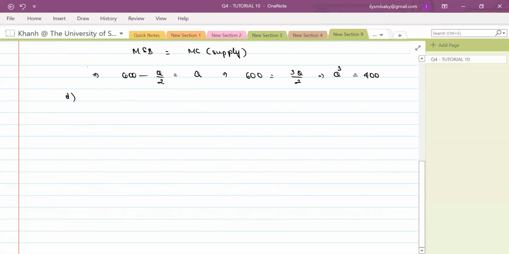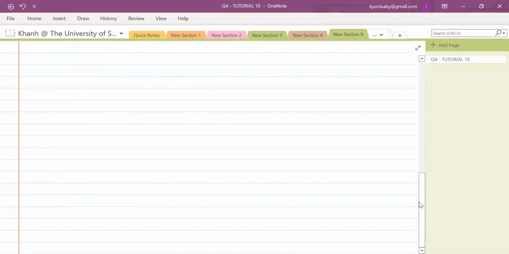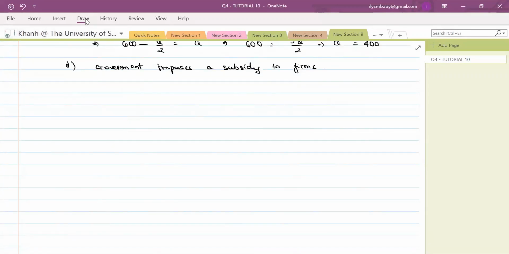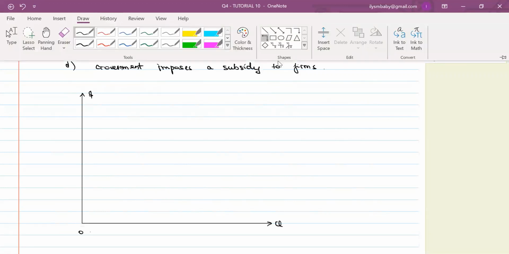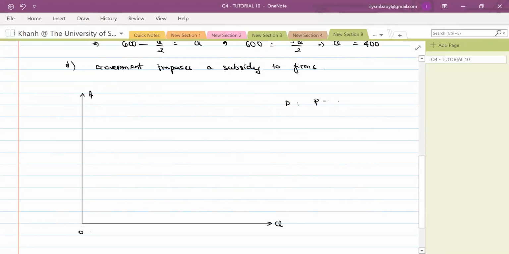So I would say, all right, the government imposes a subsidy to firms. The easiest way to do this is to draw a diagram and see what we need. Over here on the vertical I have dollars, on the horizontal I have quantity, and I have zero over here. Now what I do is draw a demand curve first. So that is P equal to 600 minus Q. We know that the vertical and horizontal intercepts are 600. So it's just going to be a straight line with the same horizontal and vertical intercept, 600.